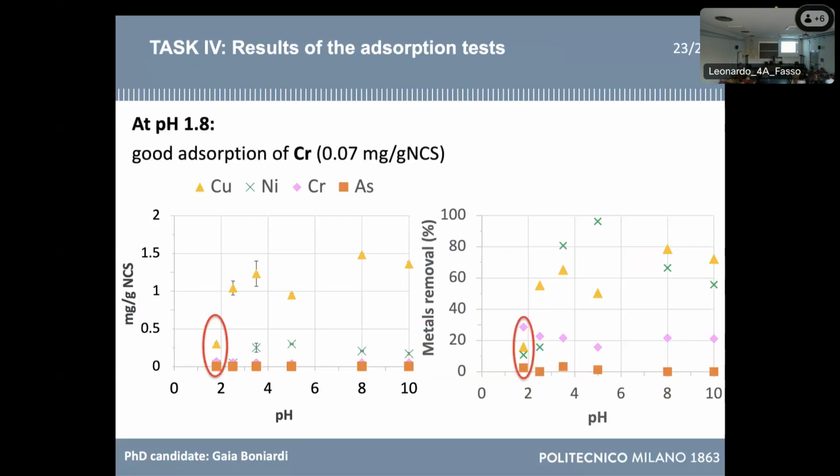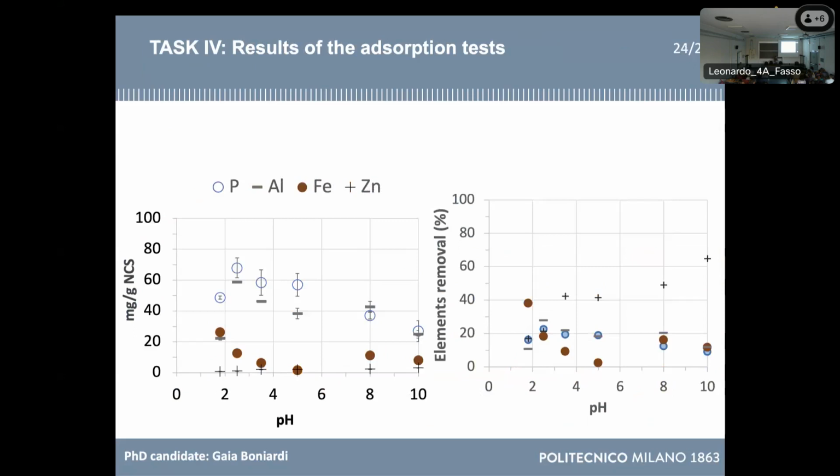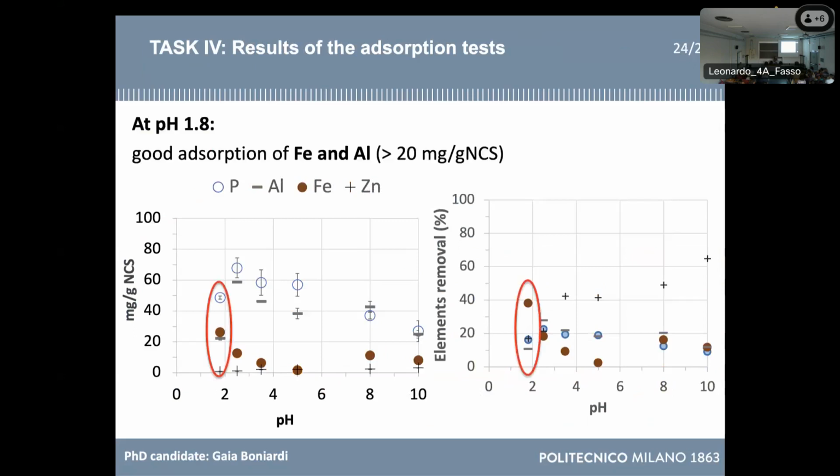At pH 1.8, which is the pH of the leachate, we had a good absorption of chromium, which was present at high concentration in the ash. Similarly, for these other elements, at pH 1.8 we had a good absorption of iron and aluminum. You may notice that less than 20% of phosphorus was absorbed by the nanosponges, meaning that the fraction of phosphorus lost in the process is small.